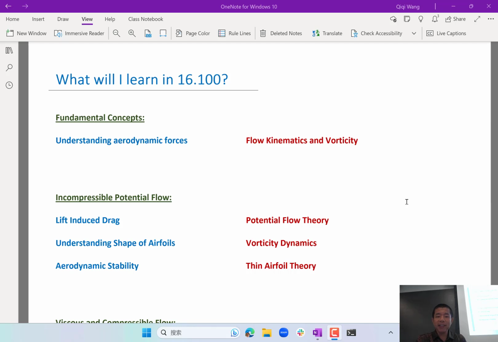Okay, so let's get started. This week we'll start to focus on vorticity and vortices. That will lead into our first incompressible potential flow section on lift-induced drag.